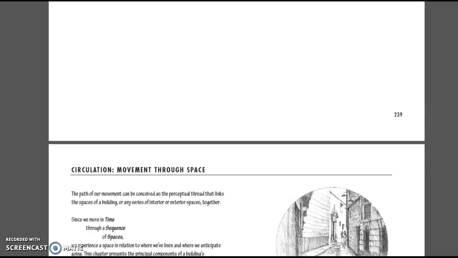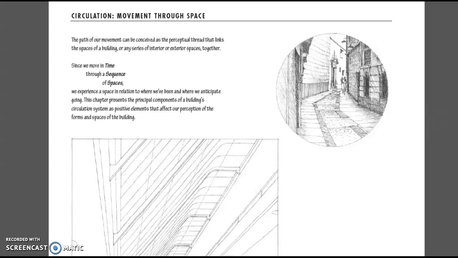So circulation is basically of two types, comprising horizontal circulation and vertical circulation. We know that horizontal circulation can be seen in the form of roads, pathways, corridors, links, walkways, etc. Whereas vertical circulation can be seen in the form of staircases, escalators, lifts, elevators, and so forth. There are a few things which I will read from the book.